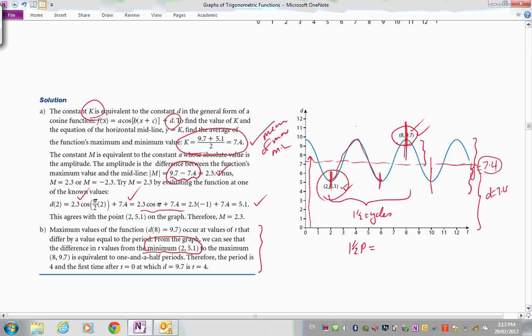Well, 1.5 times its period is equal to, what's the difference between those two? Hang on, where are we? 2 up to 8 is 6 units in the x direction. So 1.5 periods is 6 units. So 1.5 periods is that. If you multiply both sides by 2/3, you get a period of 4 along here, 4 units.